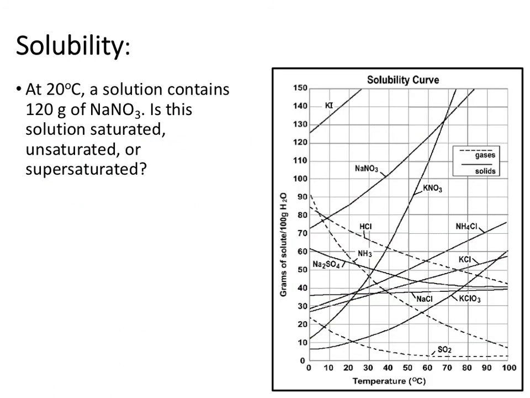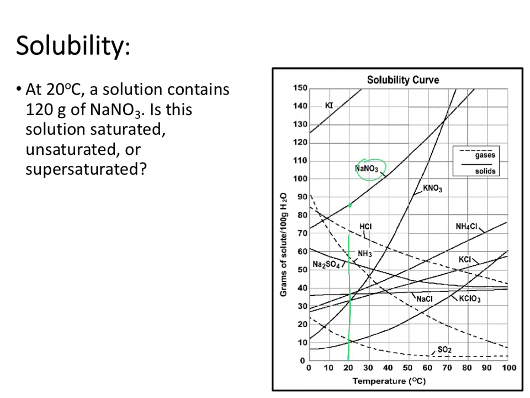Another way questions can be asked using the solubility curves is regarding the relative saturation or unsaturation of the solution. In this problem, they've told us that at 20 degrees C, a solution of sodium nitrate contains 120 grams of that solid. Is the solution saturated, unsaturated, or supersaturated? So what I would do is come over to the 20, and work my way up to the sodium nitrate curve. This is sodium nitrate here, so make my way up.